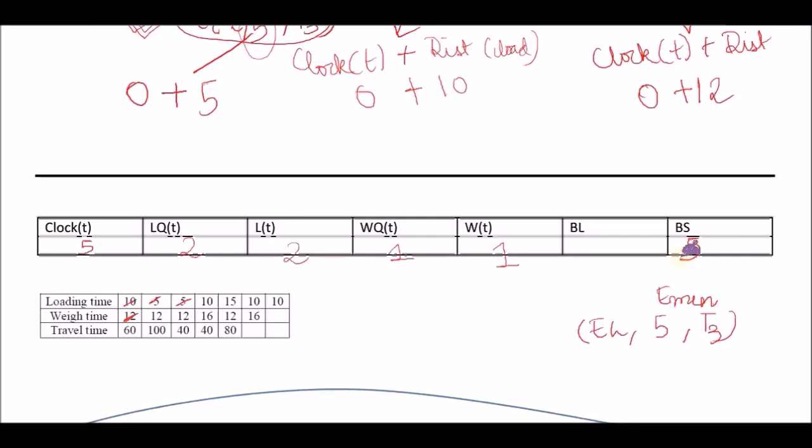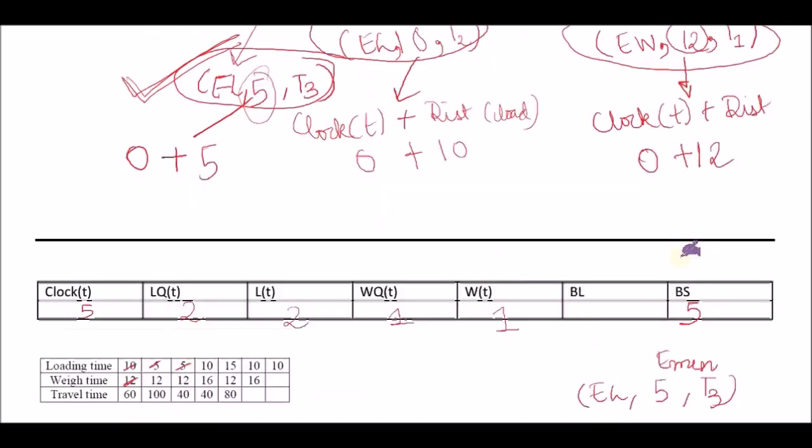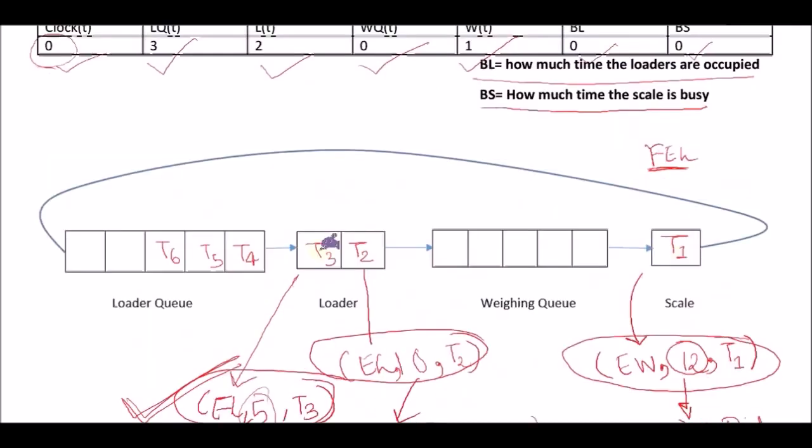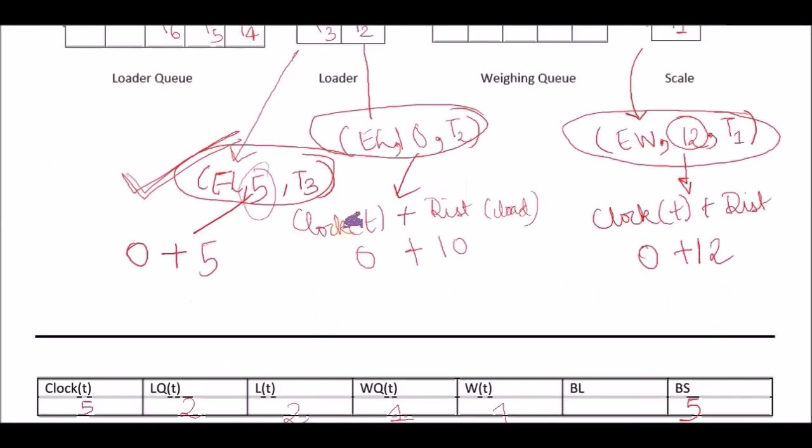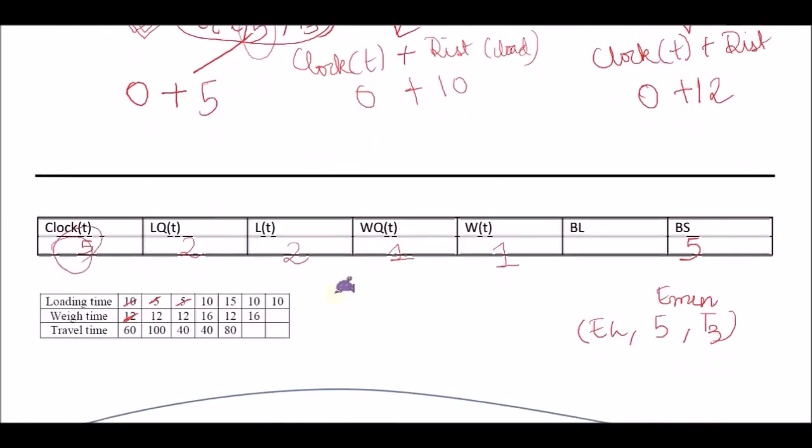Then how do we get BL? So BL is going to be, how many loaders were there? Since there are 2 loaders, this one and this one, and both the loaders were occupied, that's going to be this 5 plus this 5 because it's simultaneously happening. Both the loaders are doing the work simultaneously, and the time lapsed is 5 minus 0, that is 5, and since there are 2 loaders, it's going to be 10. So for 10 minutes the loaders were busy, and for 5 minutes the scale was busy. So you have these things.